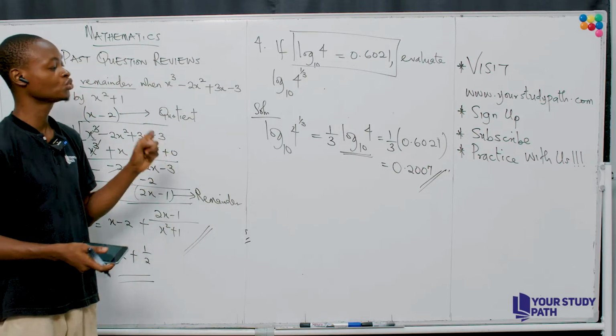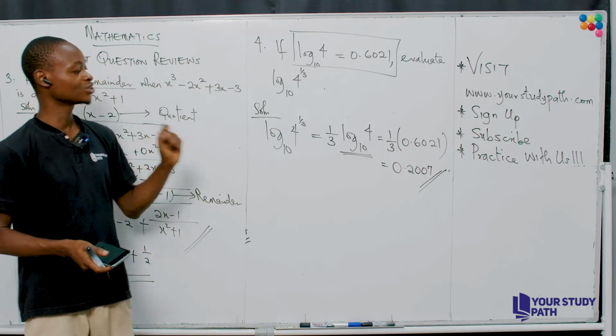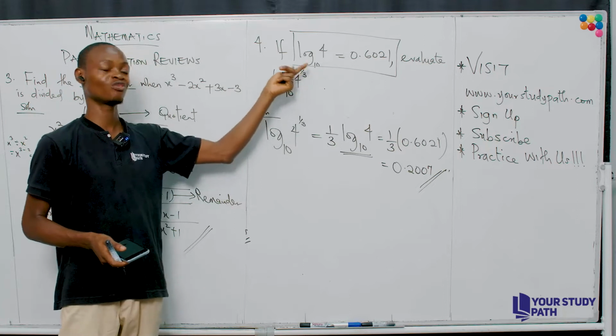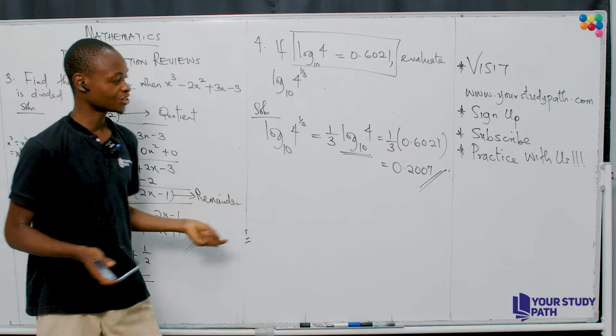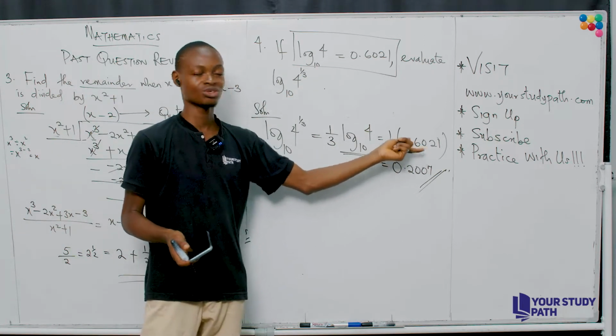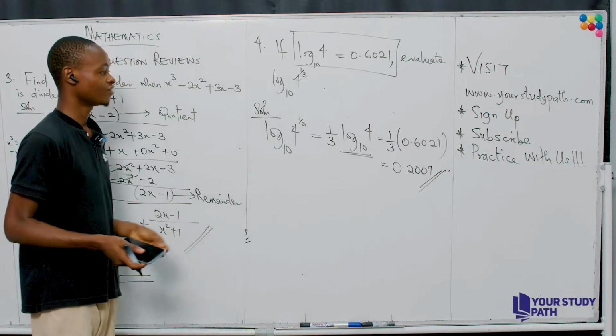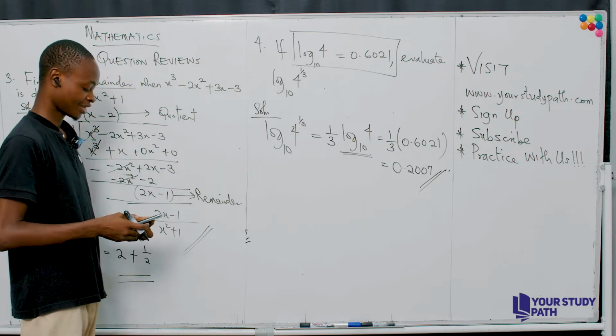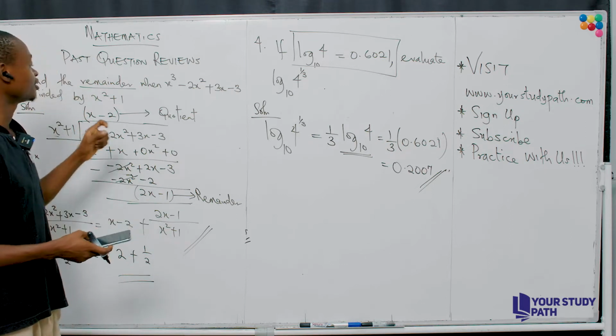So 0.2007 is the result for log 4 raised to power 1 over 3 to base 10. Of course, if you don't want to divide it yourself, you can always use your calculator to divide at this point. Very straightforward. Now, we have completed 4 questions already in this class.